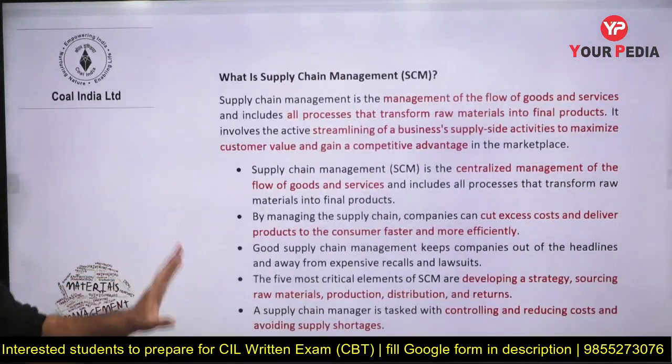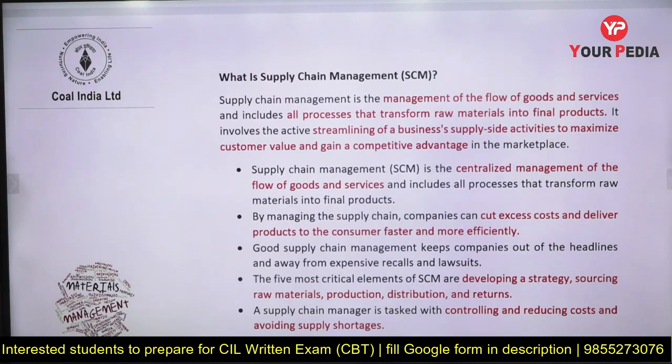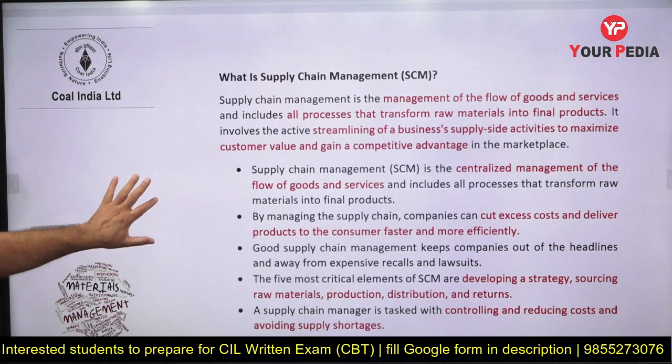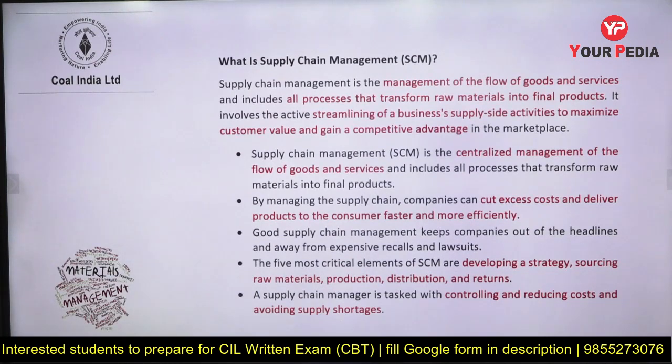And now we come to the main part, which is the theory part. This document you will get, so these materials you will get, take them and start reading all these components or materials. So what do you understand by supply chain management? Sir, it is the management of the flow of goods and services.